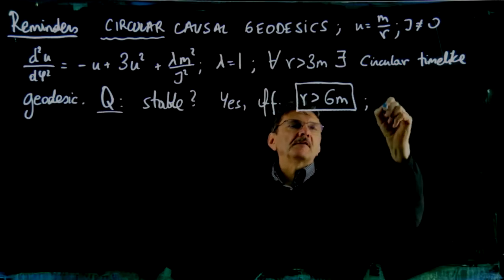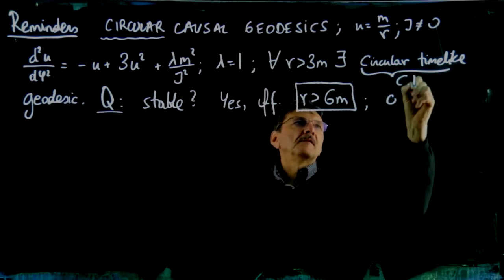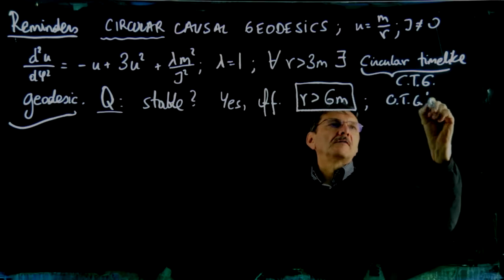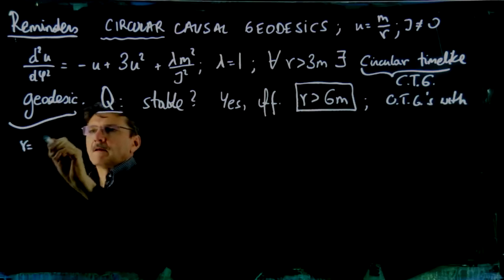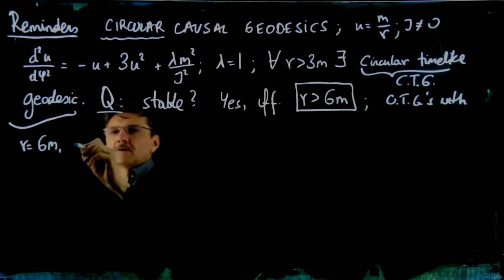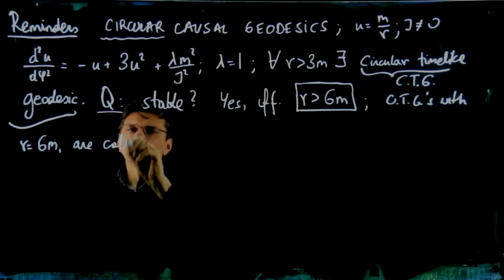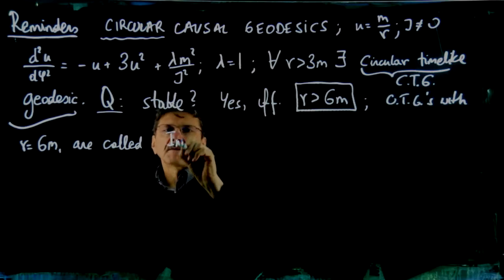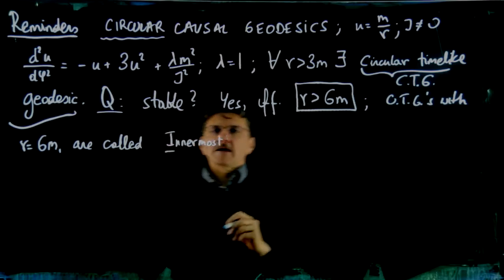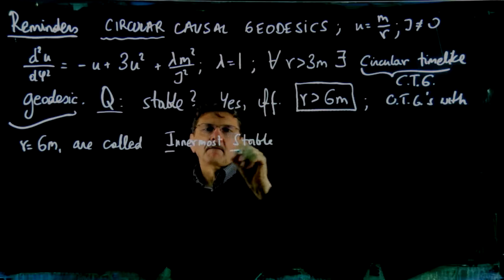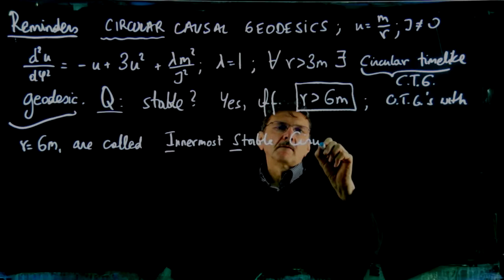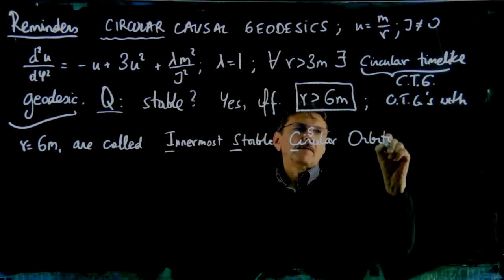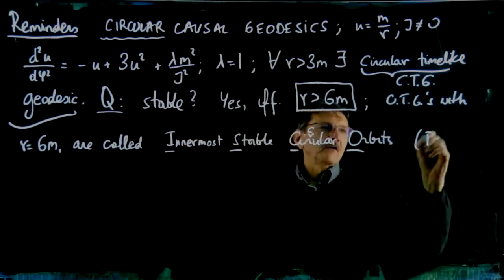And the geodesics at r equals 6m, so circular, so let me call this CTG, circular time-like geodesics with r equal 6m, are important in astrophysics. So they're called ISCOs, so called. What is ISCO? So innermost stable circular orbits. ISCO, whatever.